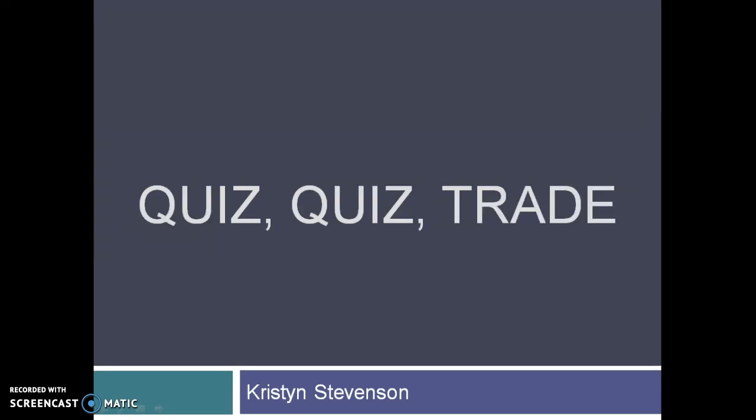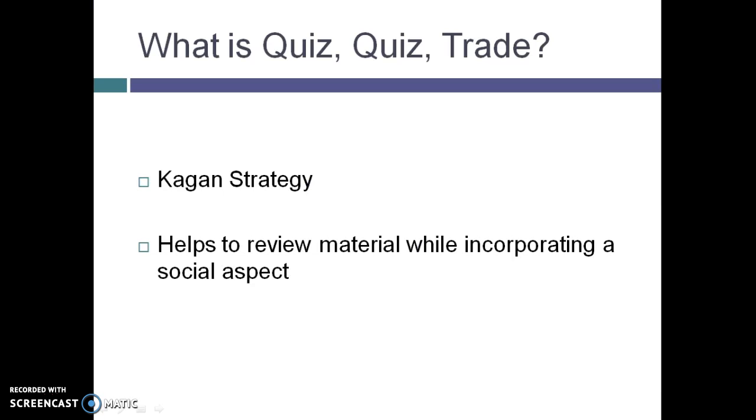Today you are going to be learning about quiz, quiz, trade. So what is quiz, quiz, trade? It's a Kagan strategy that helps to review material while incorporating a social aspect in the learning.